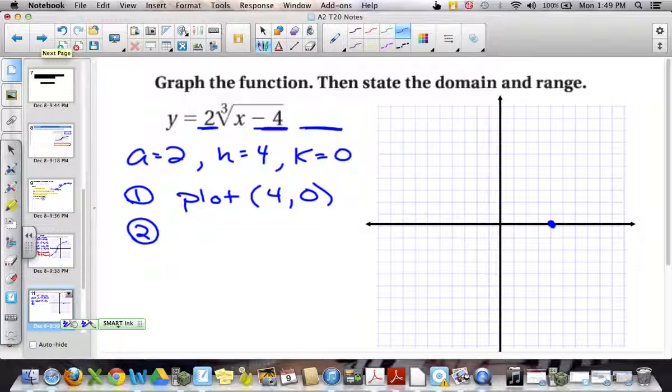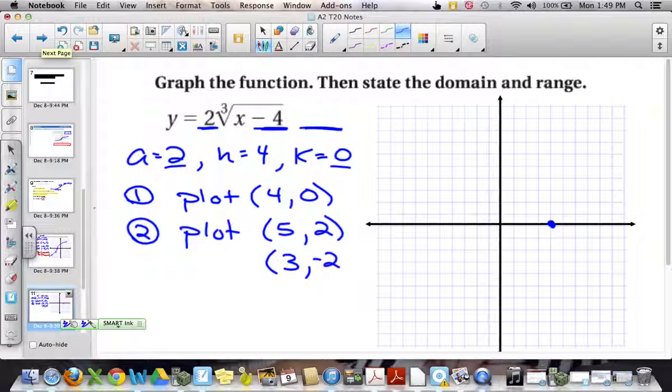Second step, we're going to plot 2 other points. So the first is going to be h plus 1, so that'll be 5, and k plus a, so that'll be 0 plus 2 is 2. And the other point that I'm going to plot is going to be h minus 1, which would be 3, and k minus a, which would be negative 2.